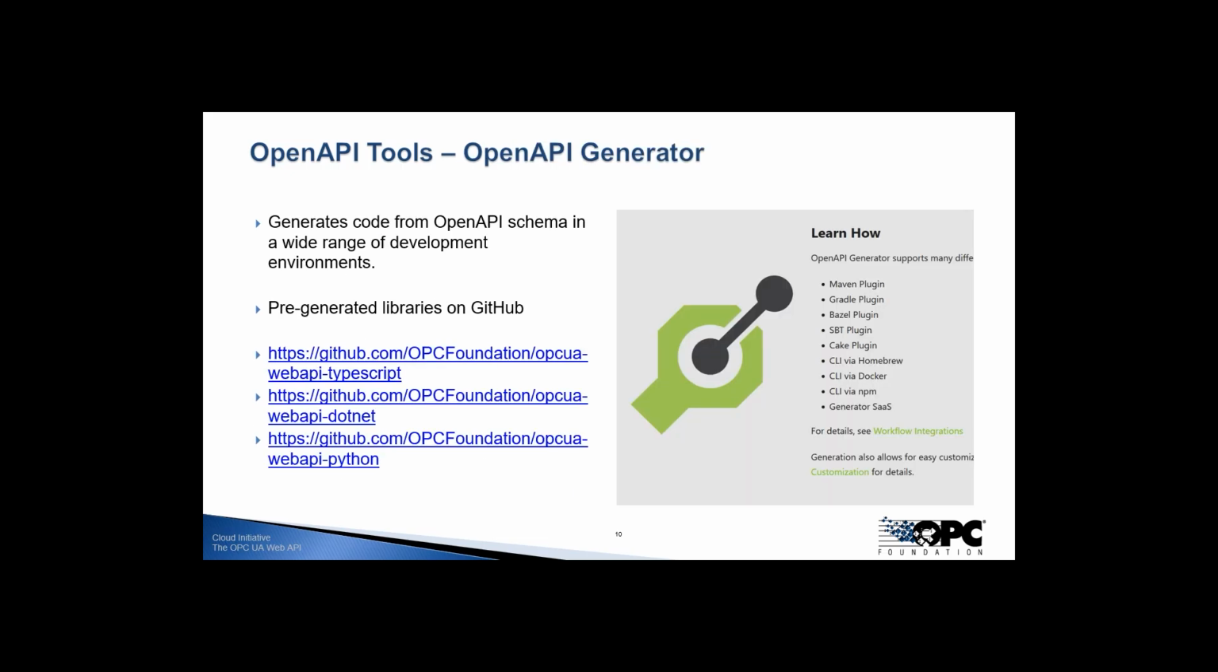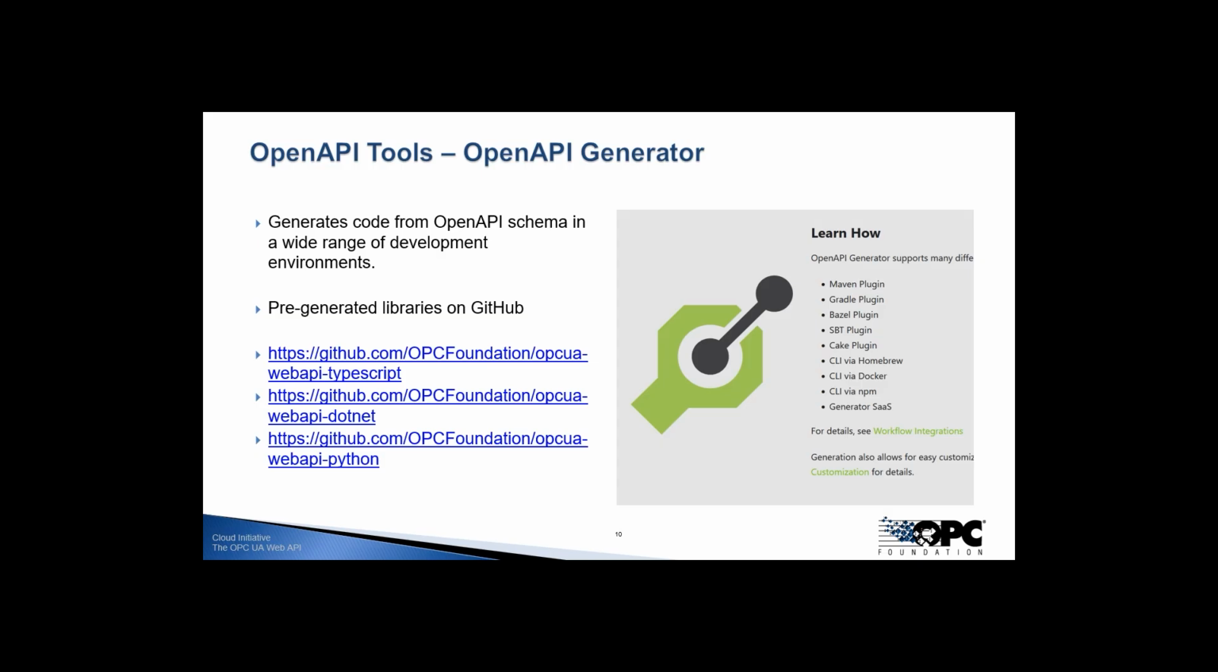The other tool that we made a lot of use of is the OpenAPI generator, which is an extensible tool that generates code from an OpenAPI schema in a wide range of development environments. You basically give it the schema, press a button, and you can get Python code, you can get Rust code, you can get Go code. We've pre-compiled a number of different libraries for TypeScript, for .NET, for Python. We will add more of those as we get feedback from the user group, what they would like to see.